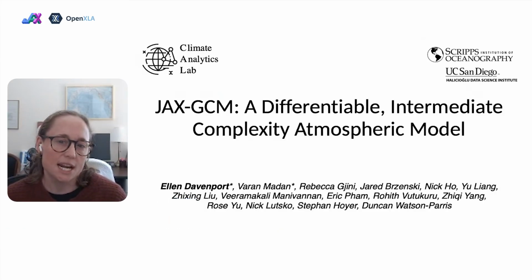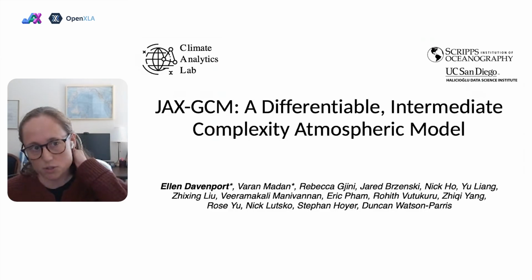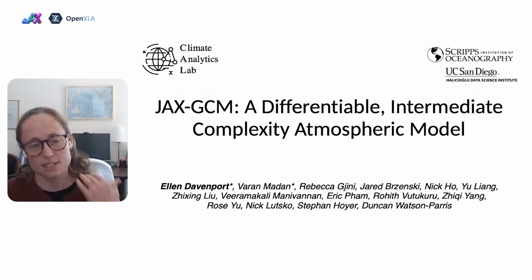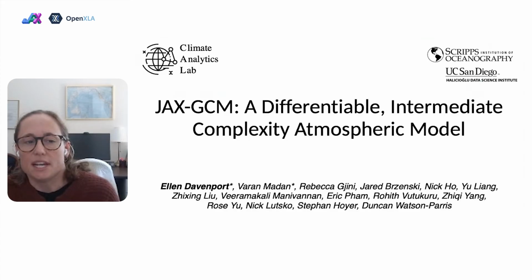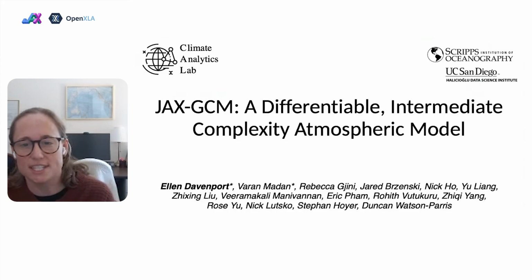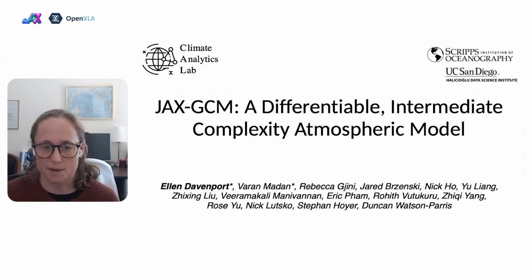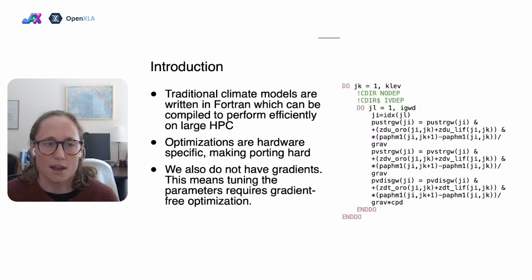So today I'm presenting some work we've been doing, those two institutions as well as the Data Science Institute, to build a general circulation model with JAX. This is called the JAX-GCM, a differentiable intermediate complexity atmospheric model. And I'll briefly describe what those things are.